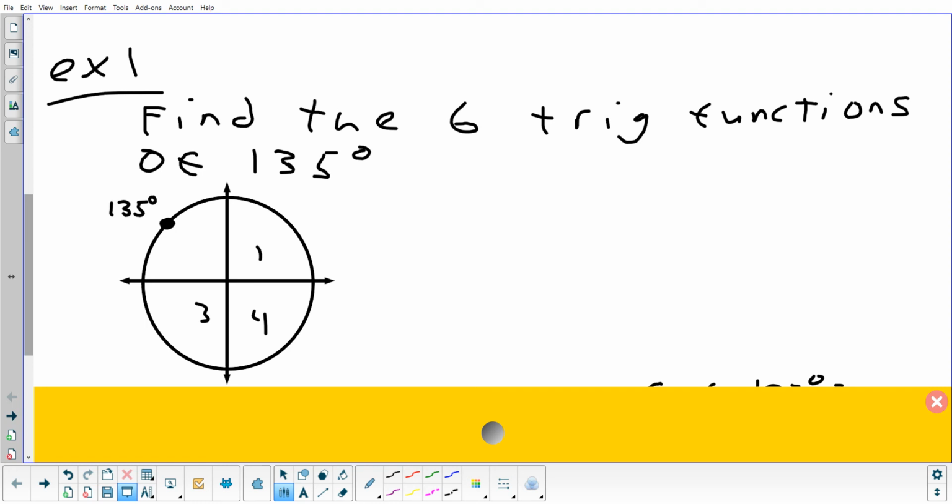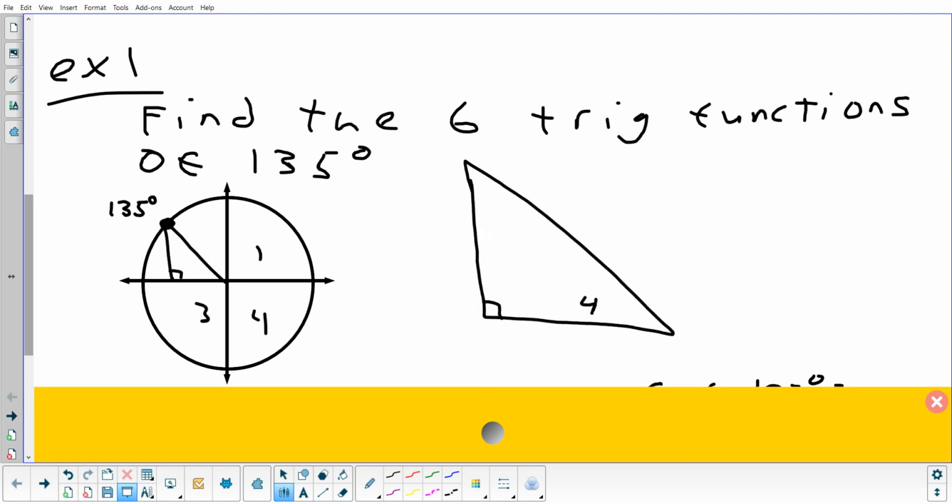Now, when you have 135, we have to figure out if that's a multiple of 30 or if it's a multiple of 45. Which one is it a multiple of? 45. Yep, it's a multiple of 45. So what that means is when we draw the triangle, I'm going to draw it off to the side so it's easier to see. Okay, there's my triangle.